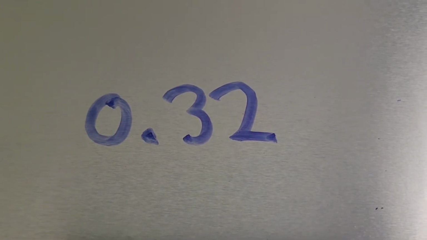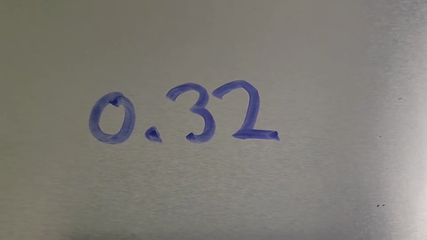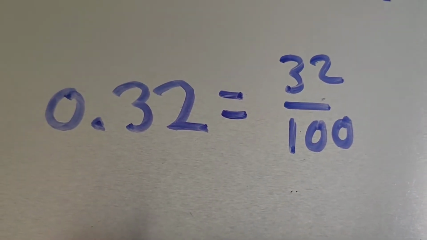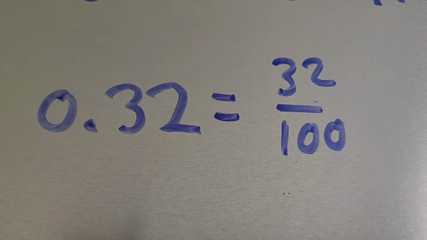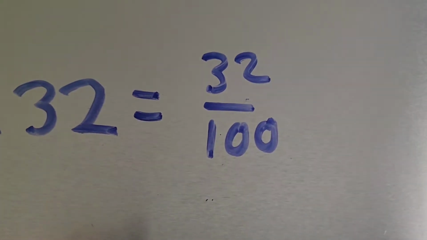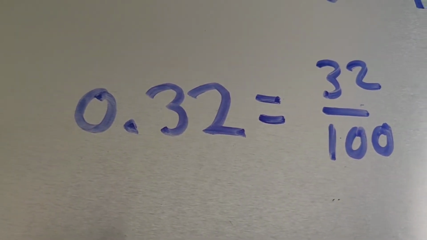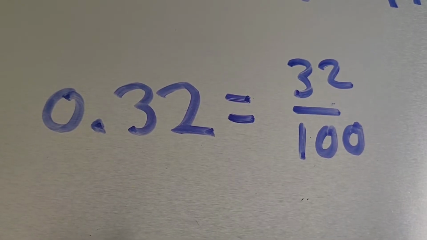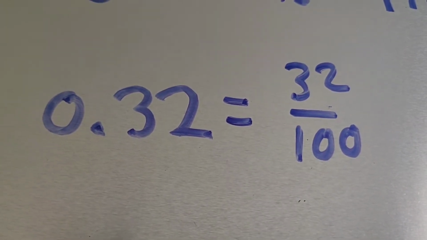Pause the video for a second and think about how you'd express that as a fraction. So 0.32 is equivalent to, or the same as, 32 hundredths. Well, 32 hundredths is a fraction, so is 0.32. It's a decimal, which is the same thing as a fraction. So there's no difference. 0.32 is a fraction written in a different way.